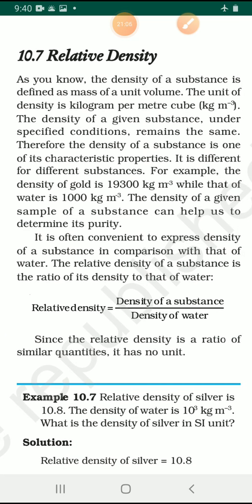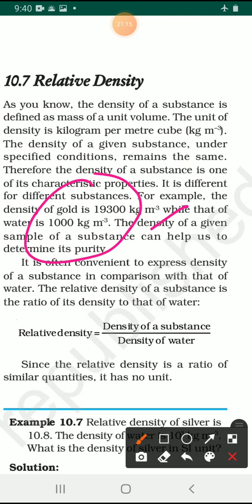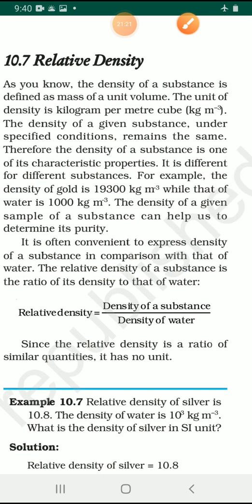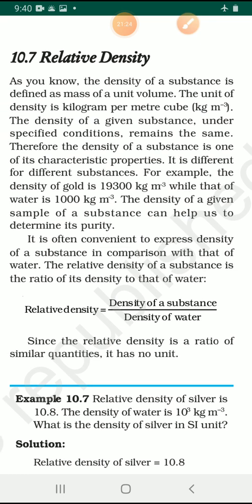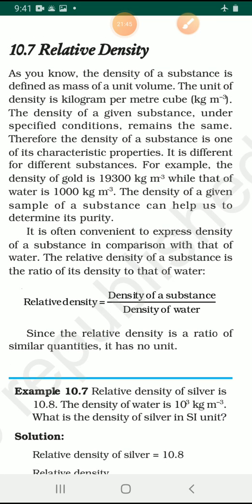Next, why? What's the reason? Because water density is 1000 kilogram per meter cube. This we also have to remember, because you can get this question in the MCQs. So remember that the water density is 1000 kg per meter cube. Whatever the object, if the density is more than that, the object is going to sink in the water, right? If the density is less than that of water, that object is going to float on it. The density of a given sample can help to determine the purity, right?